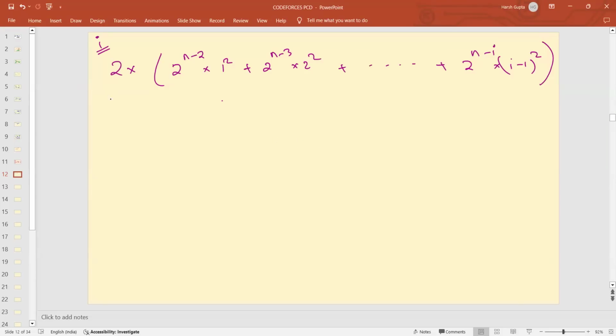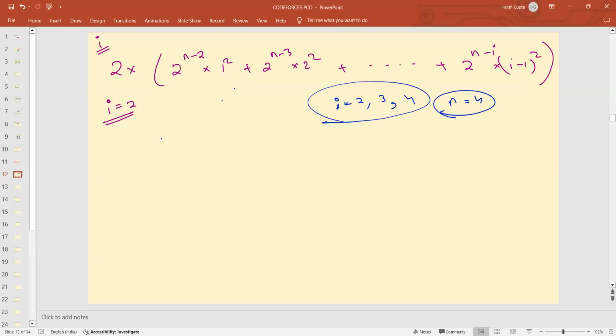Let's suppose I write it for some I. What will be the answer for I equals to 2? Let's suppose we have the value of n as 4. We are not putting the values, but what are the possible values of I? The values of I are 2, 3, and 4. So let's write for I equals to 2. For I equals to 2, the total squaring value will be 2 power n minus 2 multiplied by 1 square, till I equals to 2. Since over here we have I as 2, we will only get this particular term.